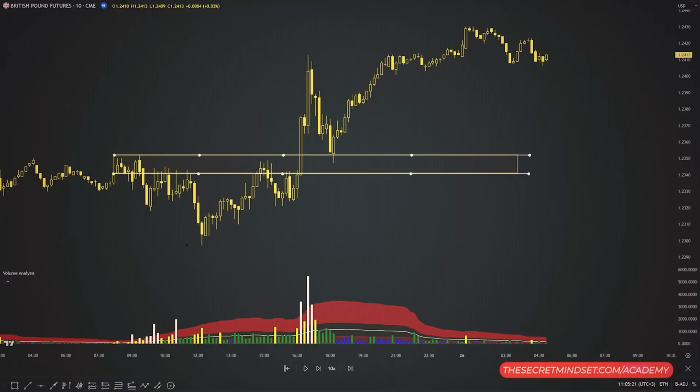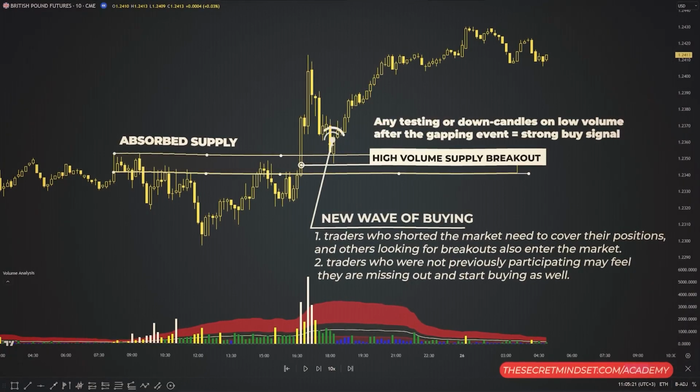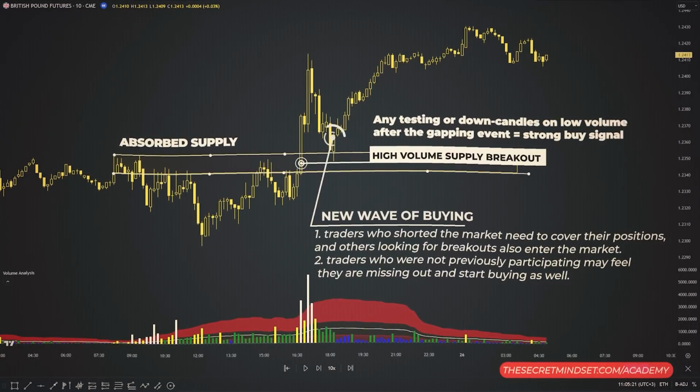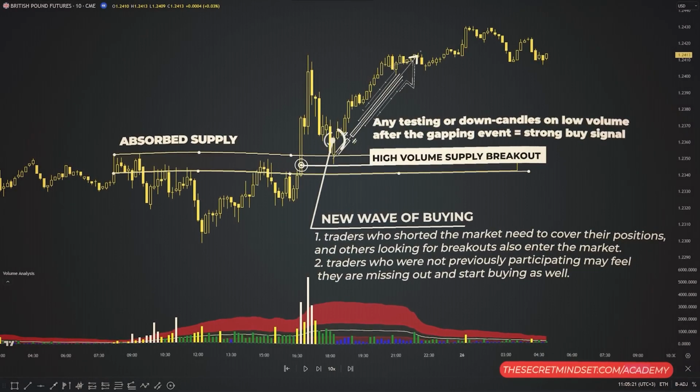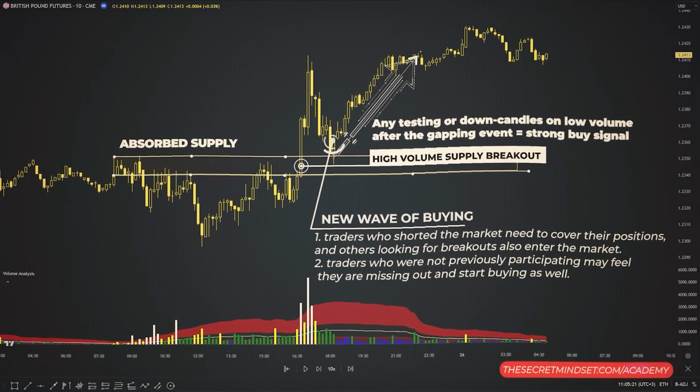This breakout triggers a new wave of buying, as traders who shorted the market need to cover their positions, and others looking for breakouts also enter the market. Traders who were not previously participating may feel they are missing out and start buying as well. All these factors contribute to the professional trader's bullish positions. If you see any testing or down bars on low volume after the gapping event, it is considered a strong buy signal. This suggests that the market is likely to continue its upward trend after the initial breakout.